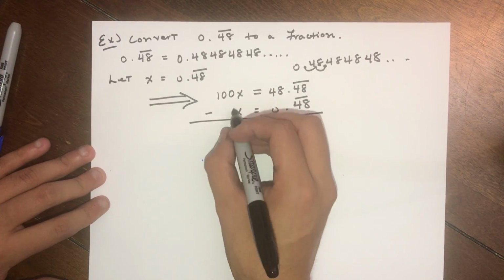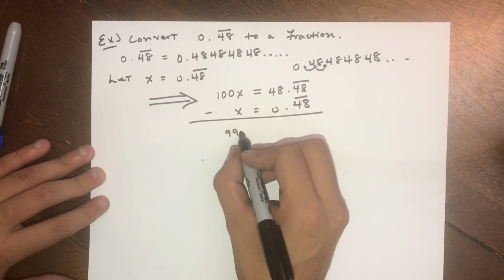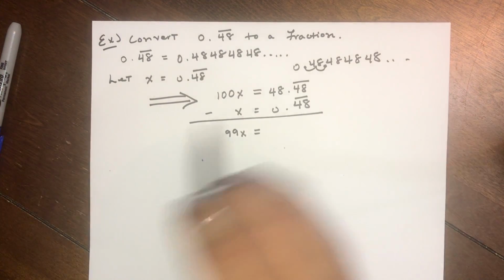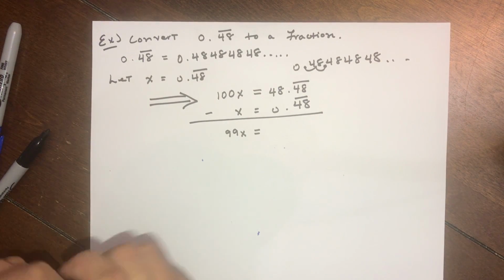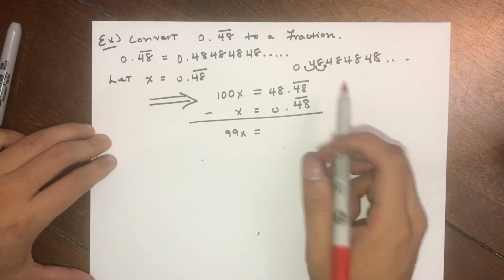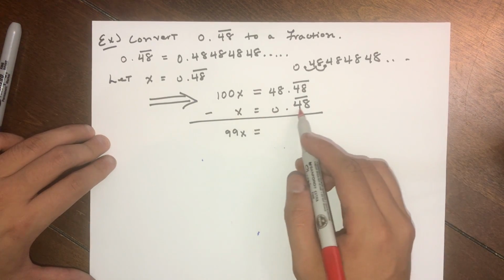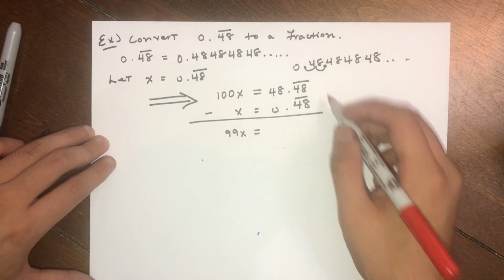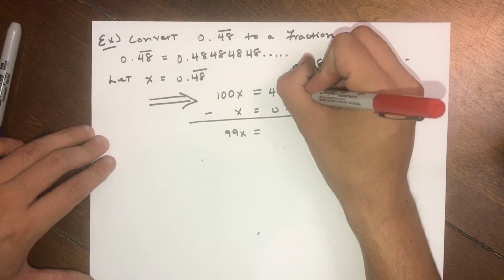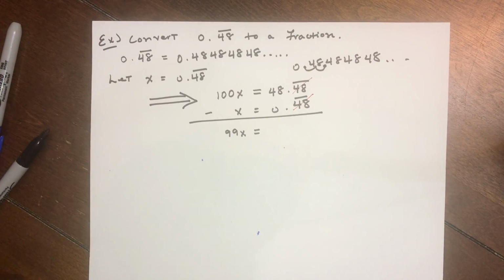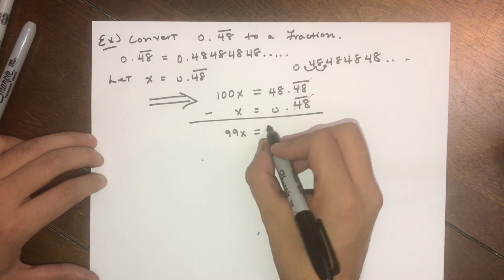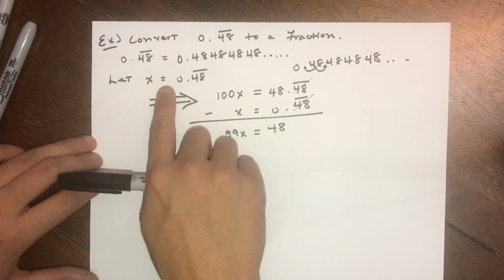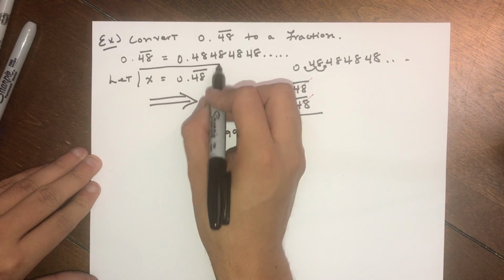100x minus 1x gives us 99x, which equals what happens with these 48 repeatings. If we subtract these, 4 minus 4 is 0, 8 minus 8 is 0, 4 minus 4 is 0, 8 minus 8 is 0. These all go to 0, so we can cancel them out. We're left with 99x equals 48. Same as before, we need to solve for x because we want it as a fraction.